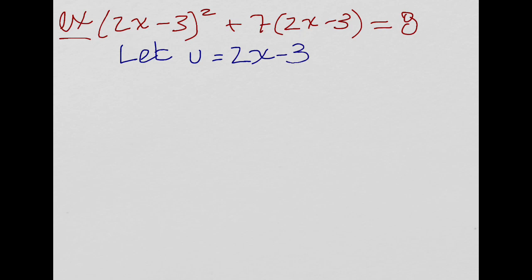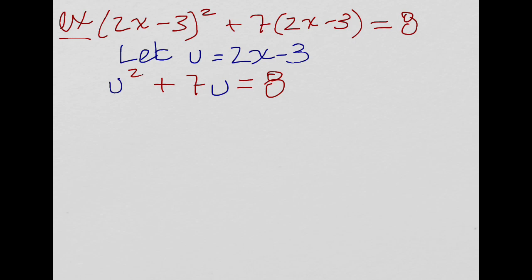So if I call u 2x minus 3, then what I have here is 2x minus 3 squared. Now that's u squared. Plus 7 times, instead of 2x minus 3, this is what we're calling u. So that's 7u. Equals 8. And now that looks kind of like a quadratic equation that we're used to seeing. U squared plus 7u equals 8.